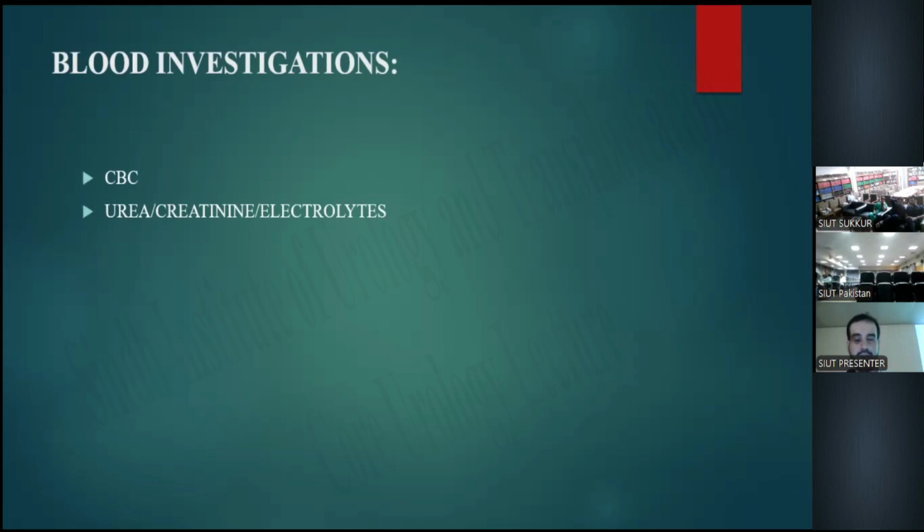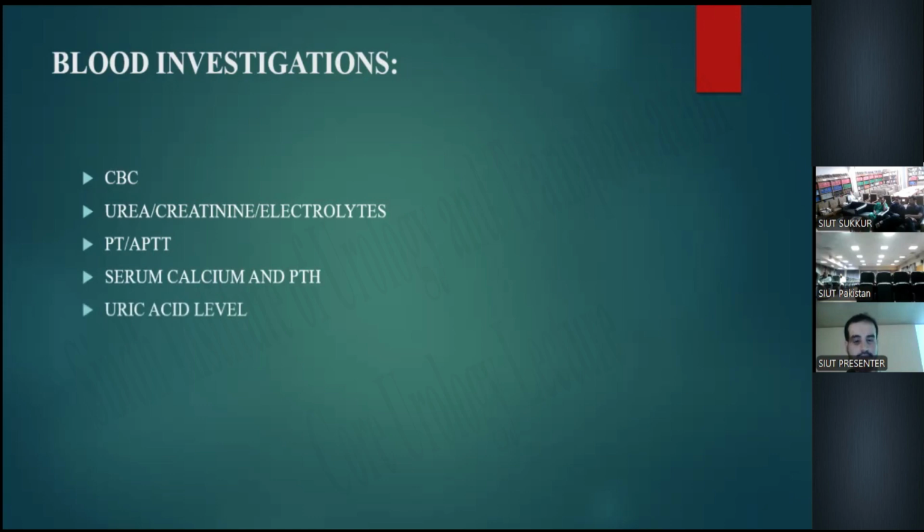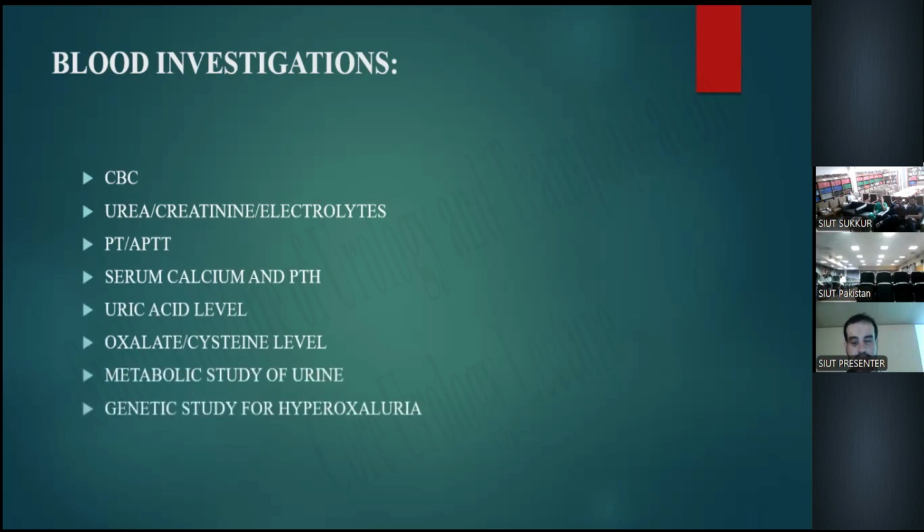urea, creatinine and electrolytes for imbalance, and BT in case of hematuria or pre-op evaluation of the patient, and serum calcium or PTH level for stone workup, and uric acid level in case of uricosuria or uric acid stone, or oxalate or cysteine level as part of stone workup, or metabolic study of urine, or genetic study for hyperoxaluria.